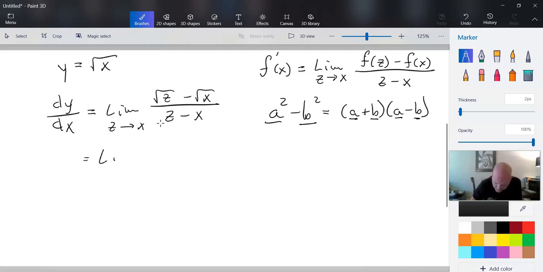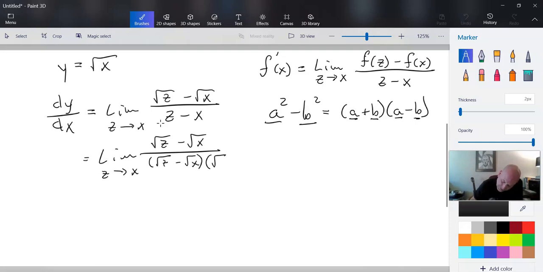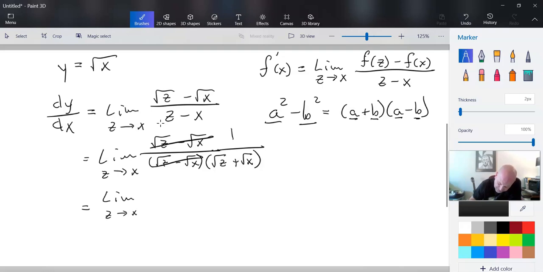So this is now the limit as z approaches x of the square root of z minus the square root of x. But in the denominator, I'm going to factor this thing out. And you can always multiply it to convince yourself. It'd be the square root of z minus the square root of x times the square root of z plus the square root of x. Right? Well, right there, I can see that this cancels with this to make this numerator a 1. So now I'm looking at the limit as z approaches x of 1 over the square root of z plus the square root of x.